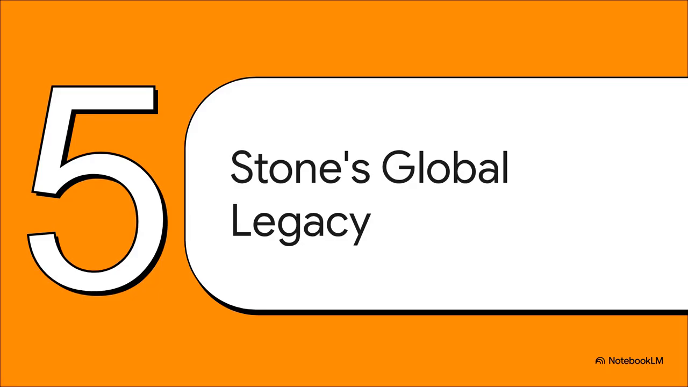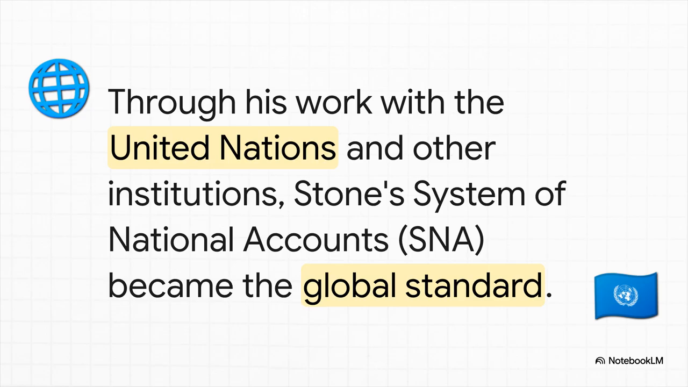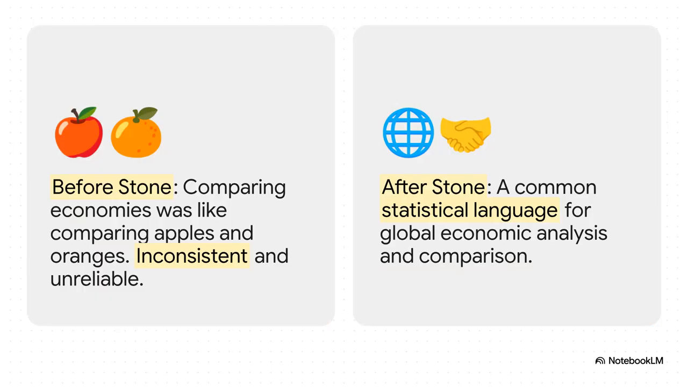Now, when you have a blueprint that's this powerful and this useful, it's not going to stay a secret in Britain for very long. Right after the war, Stone took his work to the brand new United Nations, and he led the charge to make his system of national accounts the international standard. And this move made something possible that we all completely take for granted today, being able to directly and reliably compare the economies of different countries. Think about it. He created a common statistical language for the entire world. Before Stone, trying to compare the US economy to the German economy was a classic case of apples and oranges. It was mostly just speculation.